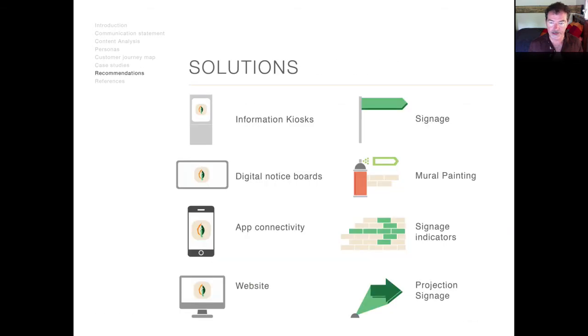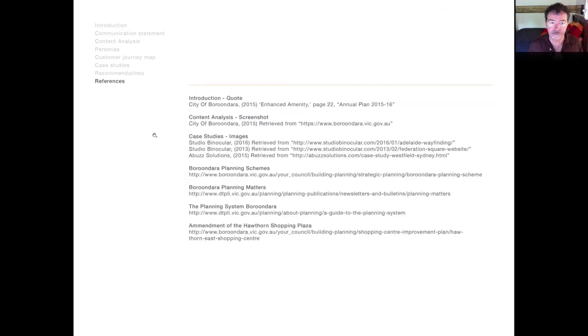And when we compare this in a moment, this is their recommended solutions. A bit more consistency, signage indicators on the wall or something, projection of signage, mural painting. That's a great idea. App connectivity, right? So this is the extent of the design of their proposal. It's a couple of headings and a couple of little icons. There's no real detail gone into here.